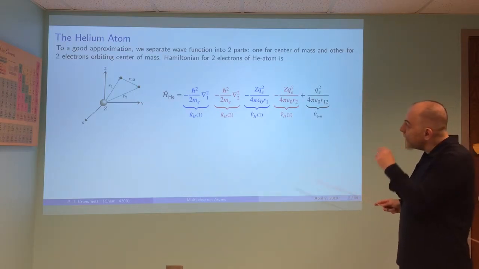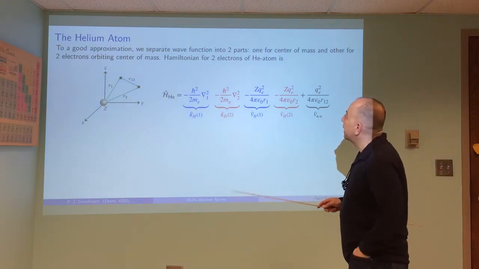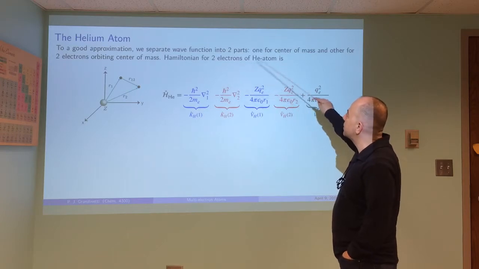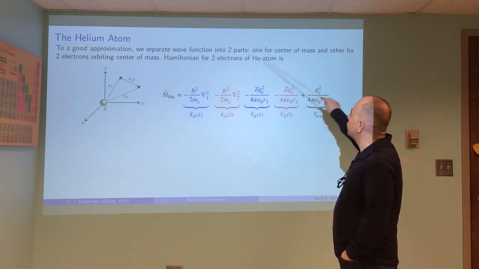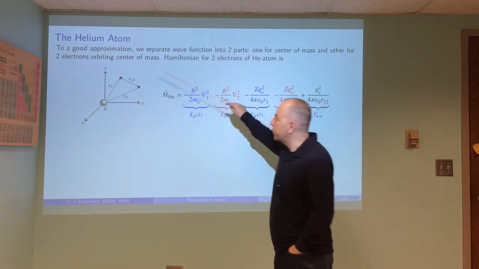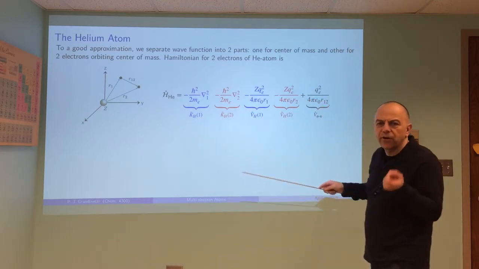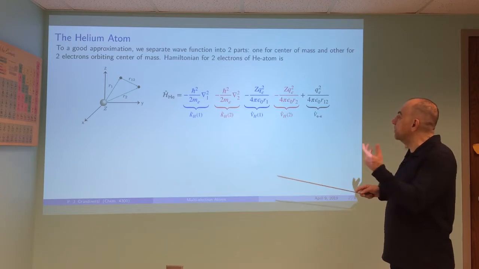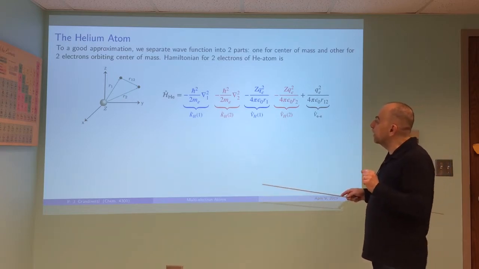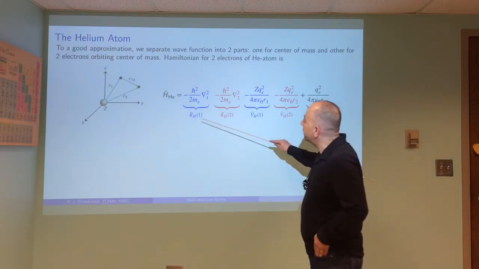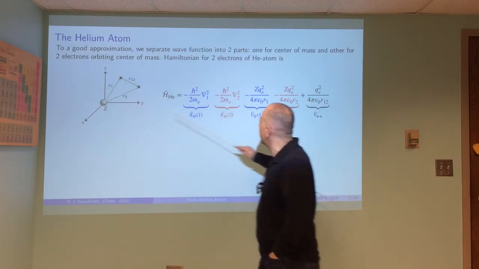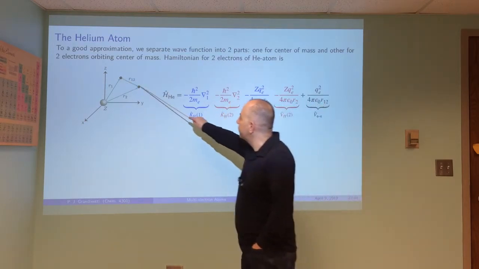So what we have for a helium atom, and this is again assuming that we've already done the separation of the wave function into two parts, one for the center of mass and one for the two electrons orbiting the center of mass. So we're only focusing on the electronic part of the wave function, and so the electronic part of the Hamiltonian. In that Hamiltonian, we're going to have a kinetic energy for electron 1, and kinetic energy for electron 2.